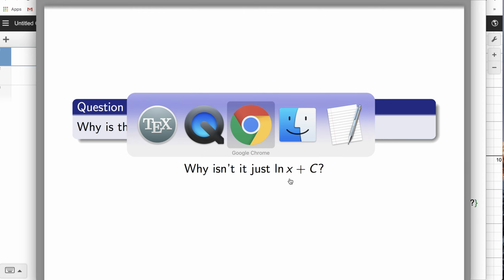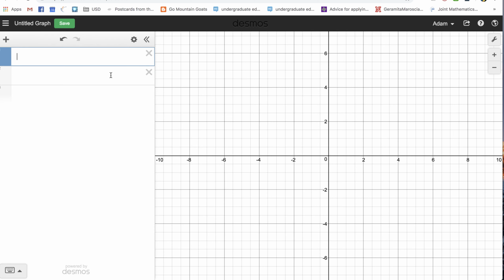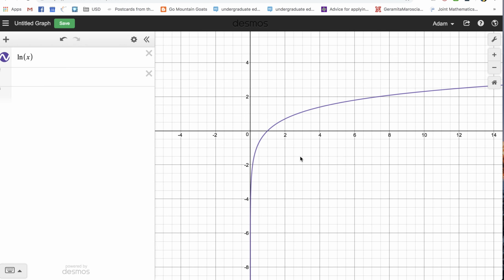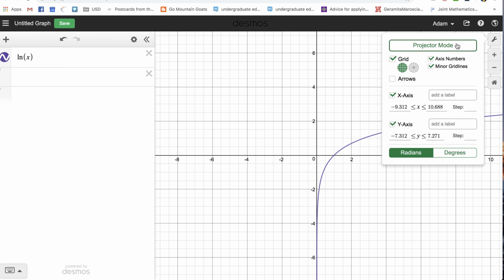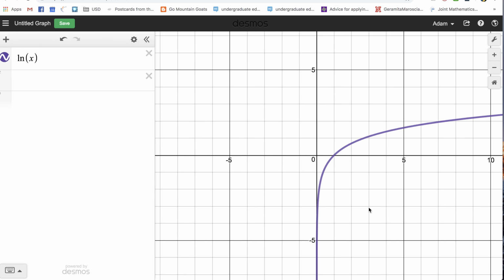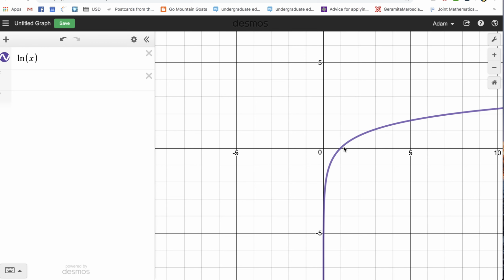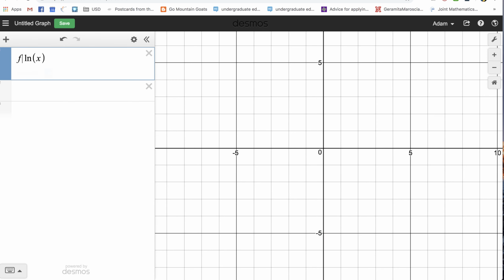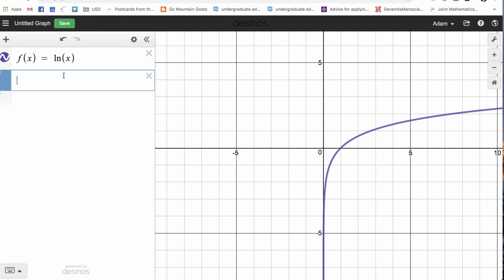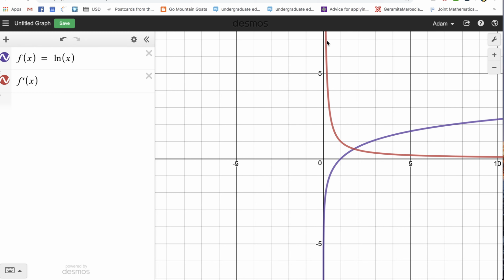So let's go to a graphing calculator and see how that works. If we graph natural log of x, we have this nice graph here. Let me put it on projector mode. And if we want to compute, say, the slope of the tangent line, we can have Desmos do that for us. So if we have f of x equals this, and then we do f prime of x, Desmos is going to graph this.